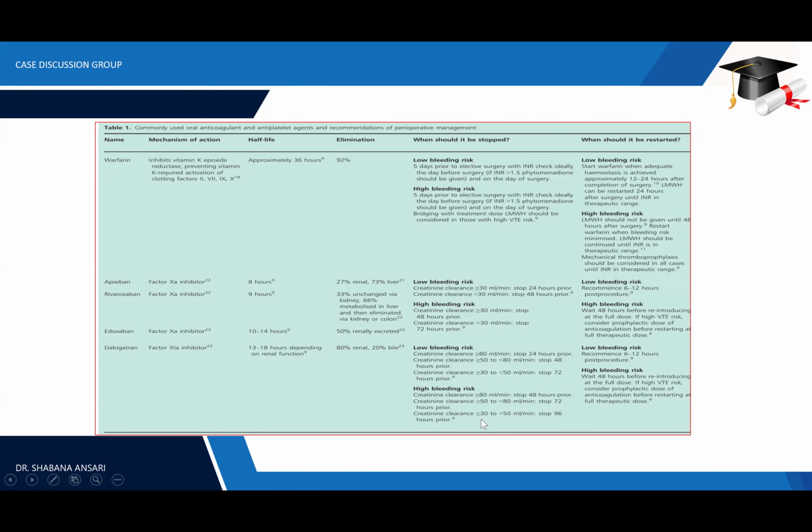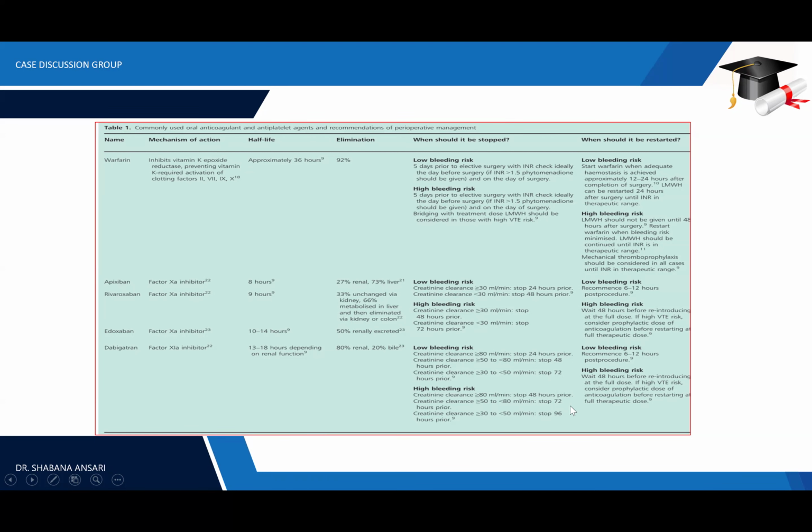In high bleeding risk, then we will be stopping. See, you can see this is all 24, 48, 72 hours and 96 hours here. So 80 or more, we will be stopping at 48 hours prior to procedure, 50 or more to less than 80, 72 hours before. Then again, 30 or more to less than 50, stop 96 hours before the procedure.